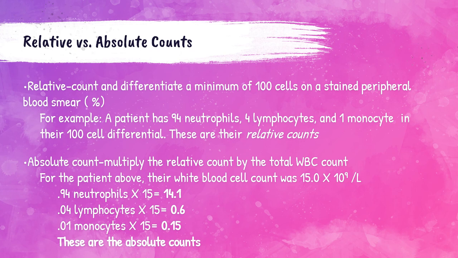For lymphocytes, you take 0.04 and multiply it by 15. And that 0.04 is coming because the relative count counted 4 lymphocytes. So you move the decimal point over to get rid of the percentage. And that gives you 0.6. And for monocytes, you would take 0.01 and multiply it by 15, which gives you 0.15. So these numbers that we just calculated are their absolute counts.